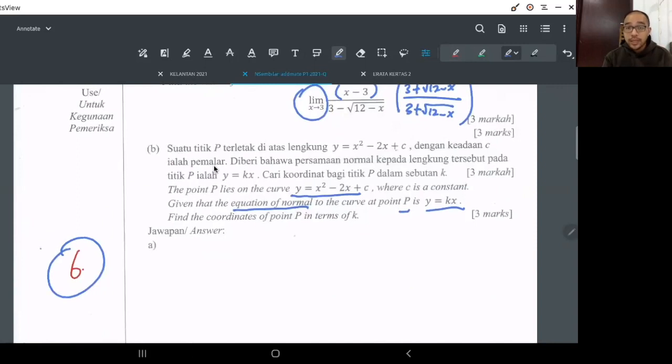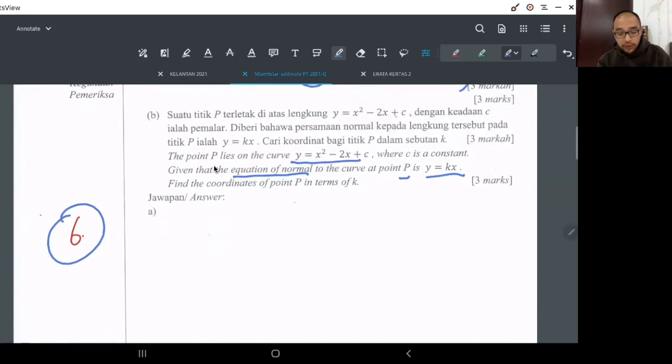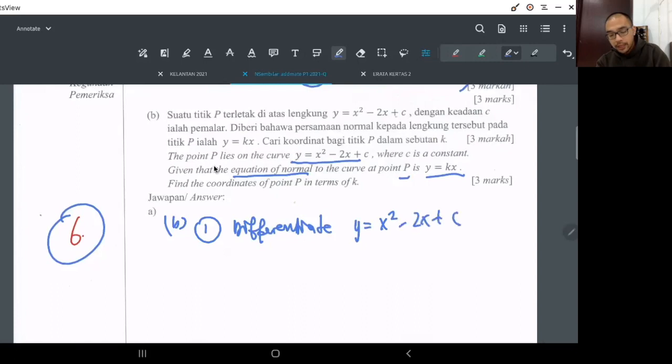So as always, if you don't know what to do, but you know that it is a differentiation question, the first thing you do is differentiate it. Okay, so I'm going to give you the steps lah for question B. First of all, differentiate y equals x squared minus 2x plus c. Now, since c is just a pemalar, a constant, when you differentiate a constant, you get 0. So totally no problem. And then after that, find the equation of tangent.